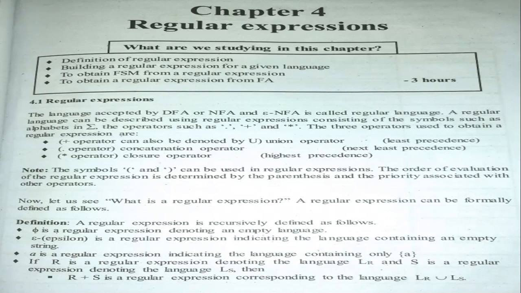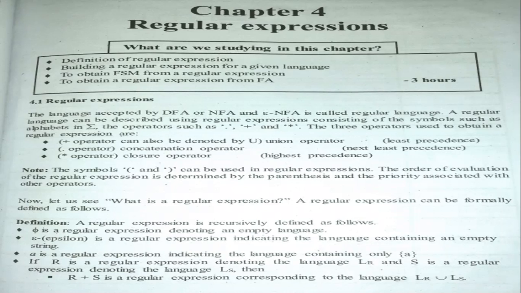So regular expression: the language accepted by a DFA or NFA or epsilon NFA is called a regular language. Okay, remember this. So the language which is accepted by an FSM, meaning finite state machine, we are calling it what? A regular language, exactly. And later, a regular language can be described using regular expressions, consisting of the symbols such as alphabets in sigma, and the operators such as dot, plus, and star.